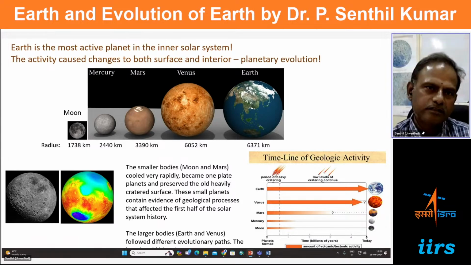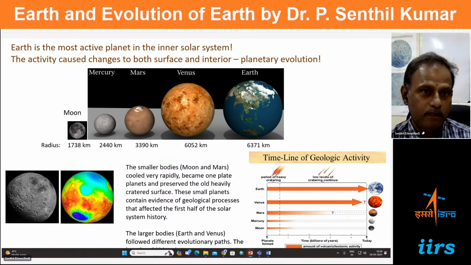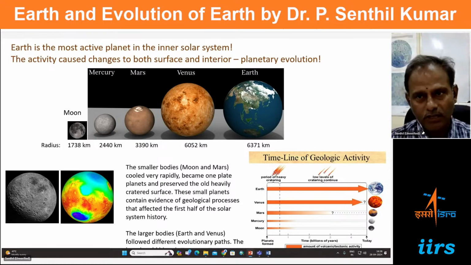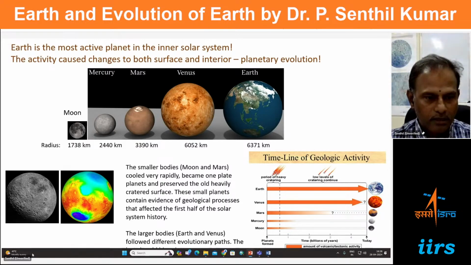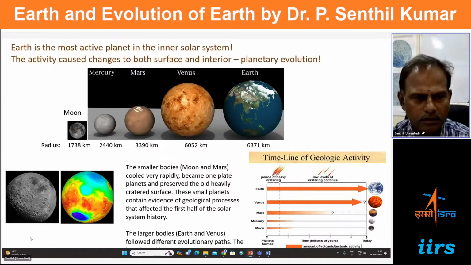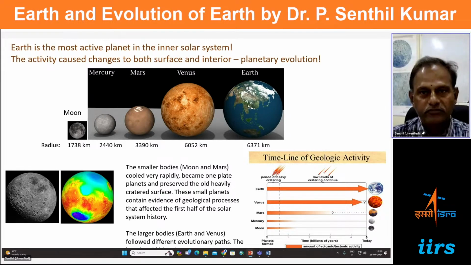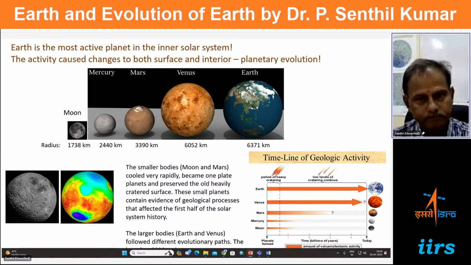If you see, the Earth is the most active planet in the inner solar system, and is also the largest planet in the inner solar system. And the activity inside this planet also caused the surface and interior changes. That's what we see in terms of evolution.